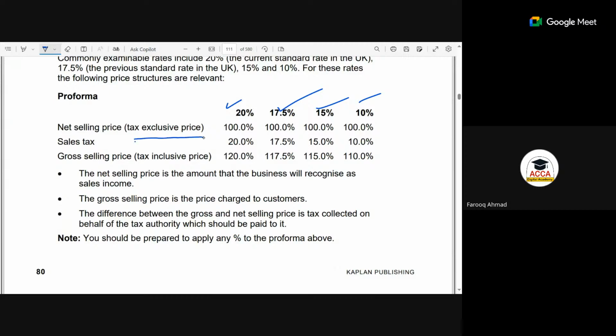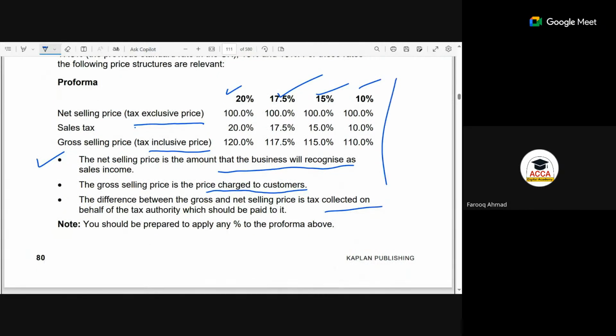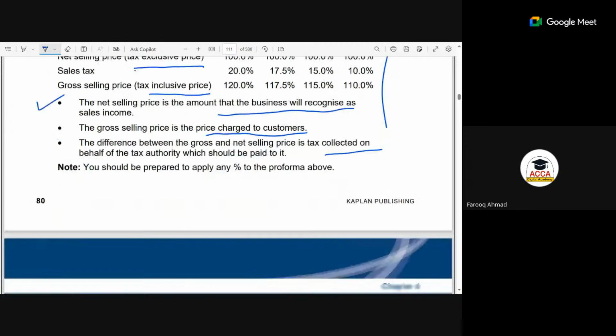You have to focus on this word: tax exclusive and tax inclusive. Tax inclusive means tax is included in the transaction. Tax exclusive means tax is separate from the transaction. Net selling price is the amount that the business will recognize as sales income. The gross selling price is the price charged to the customer. The difference between gross and net selling price is collected on behalf of the tax authorities, who deposit it in their bank account. How it is treated and calculated, we will discuss on the next page.